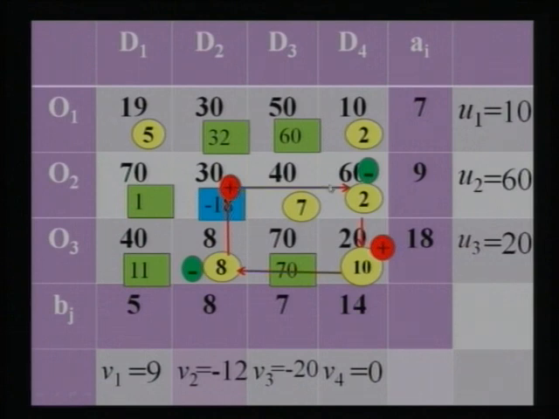Started with plus, minus, plus, minus. So we have completed the loop and this cell is bypassed. So we do not consider this particular 7. Now what was the next step?